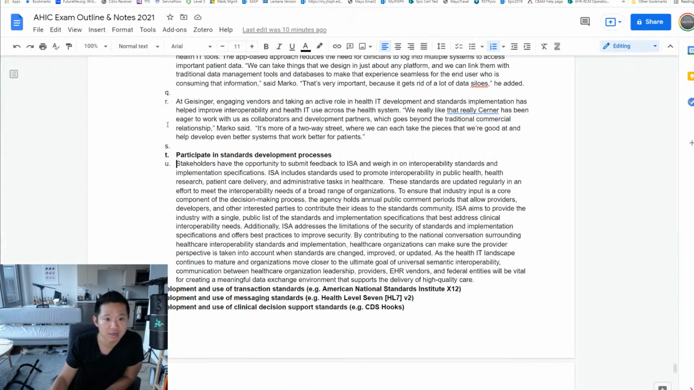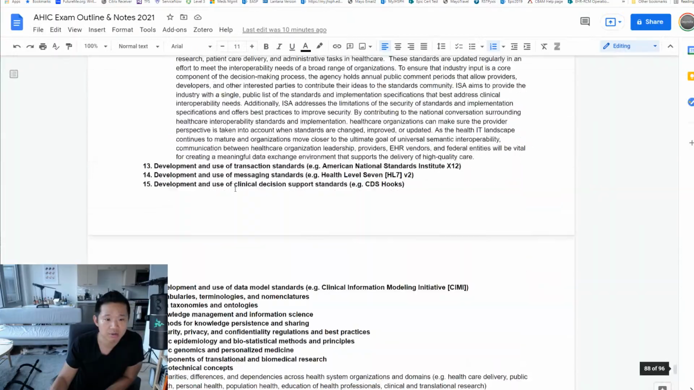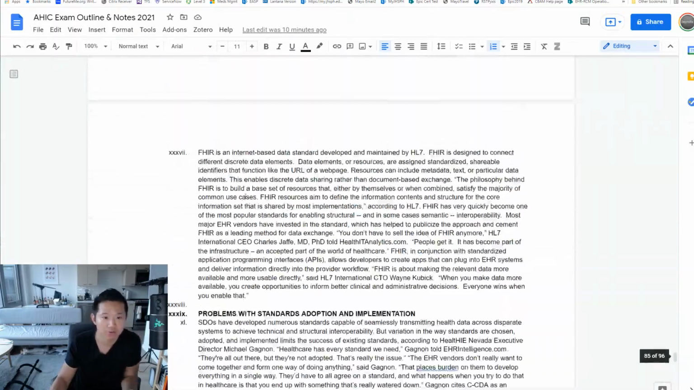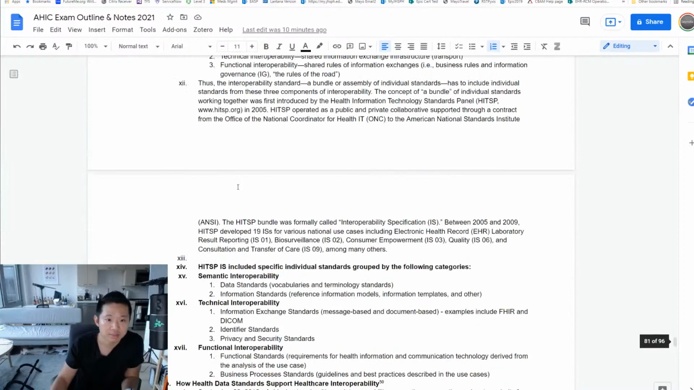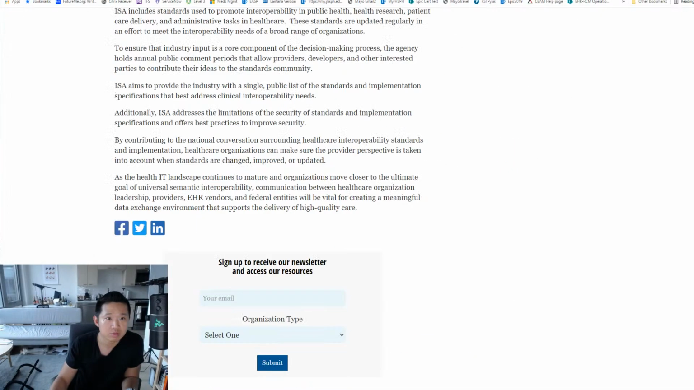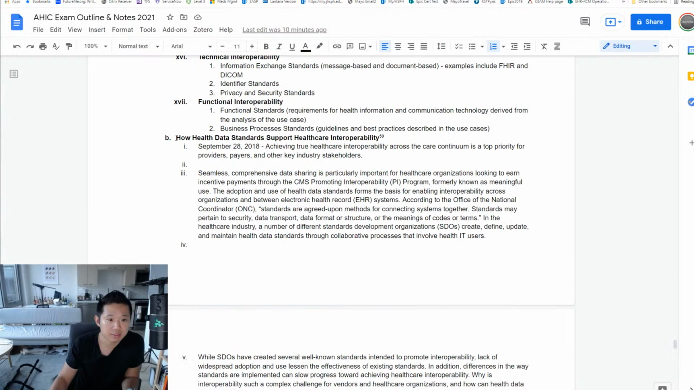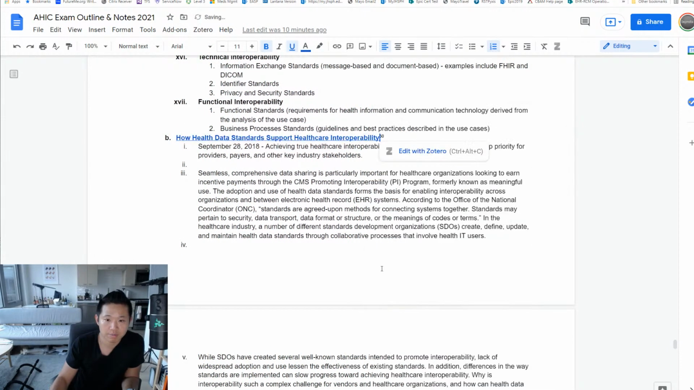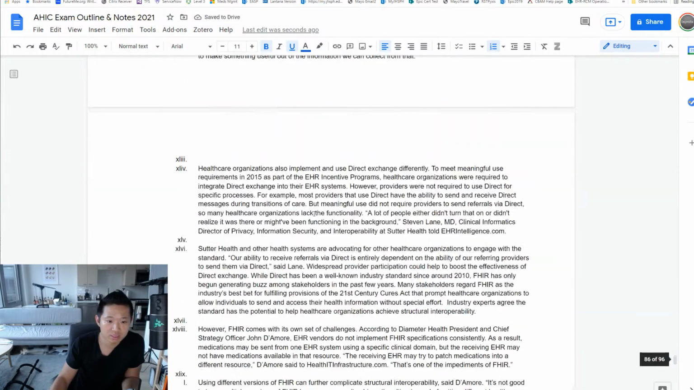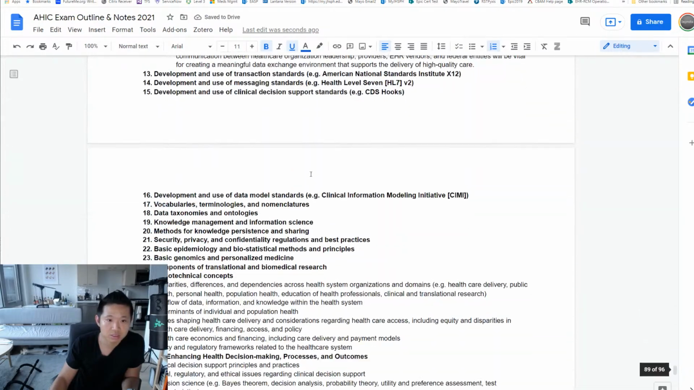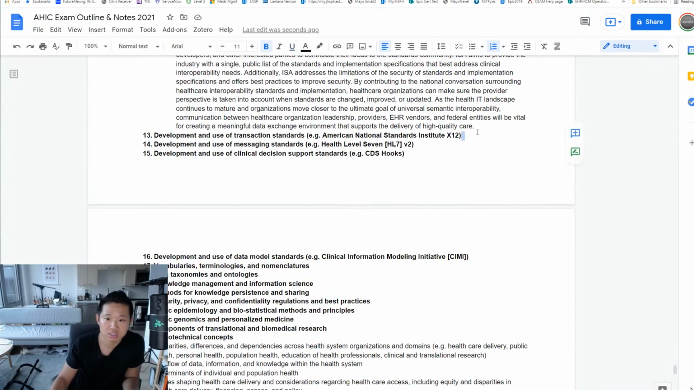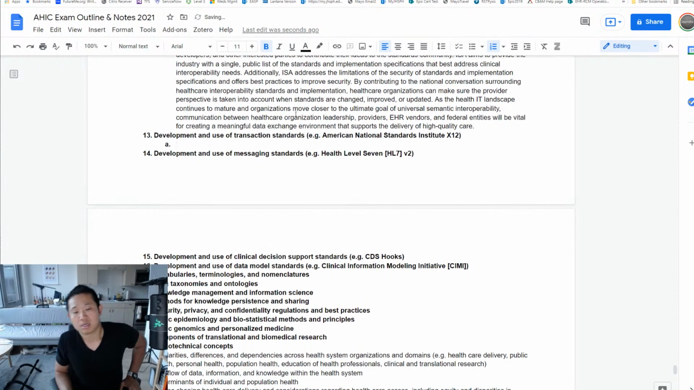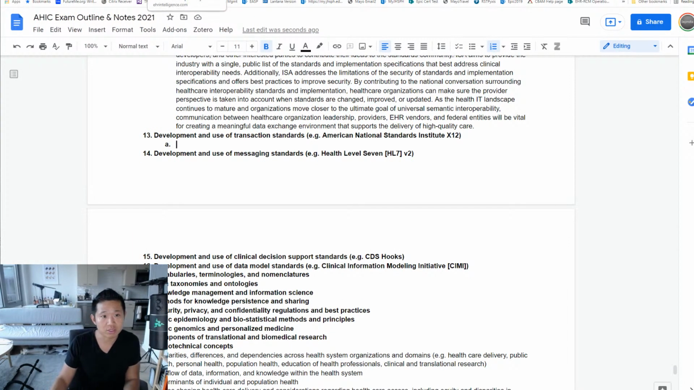Yeah, I think that is good enough for all of this. Let me see. We go back up here, copy and paste link. Let's go ahead and move on to the next, which is use of transaction standards. I'm not really that comfortable with transaction standards, so this should be kind of fun.